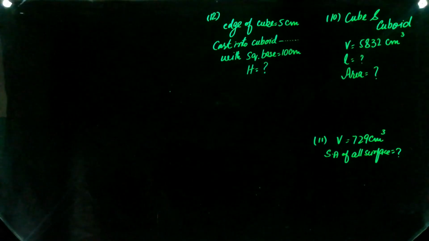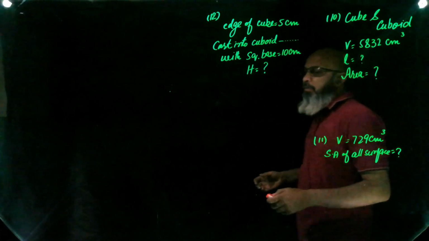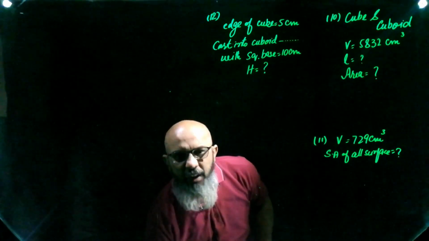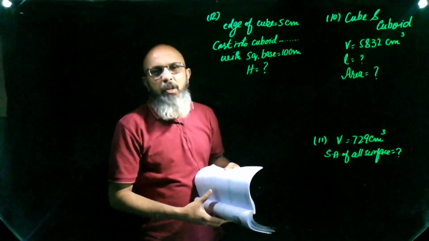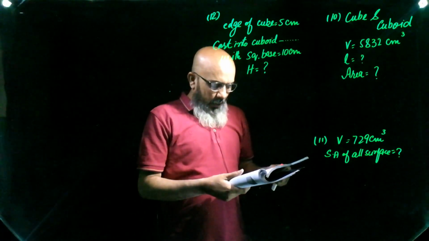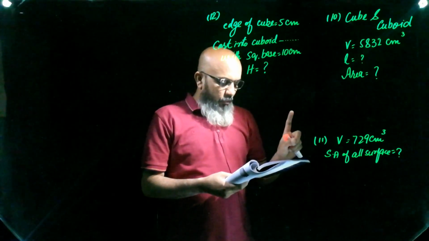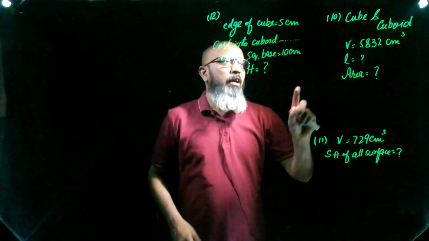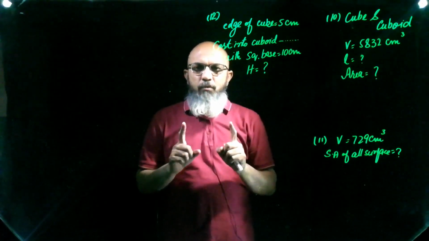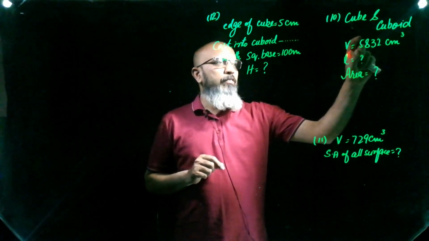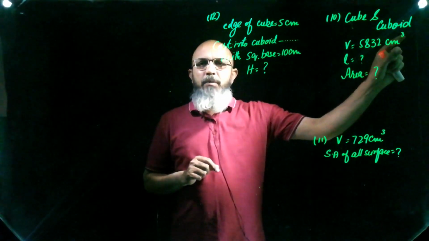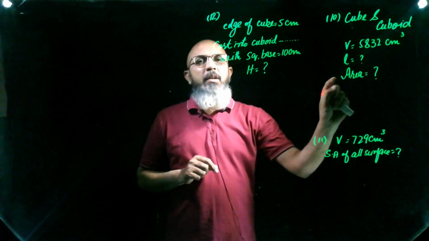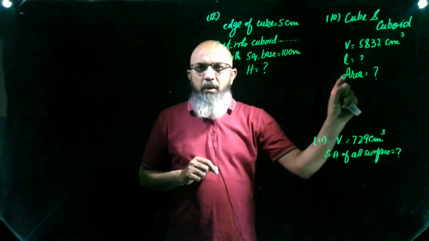So students, I write some questions from your workbook, from page number 10 and 11. First look at question number 10. We already did the previous questions in the previous lecture. So what is that question? A cube and cuboid have the same volume. The volume of the cuboid is 5832 centimeter cube. What does it mean? That the cube and cuboid have the same volume, right? And that is given, volume is equal to 5832 centimeter cube, and we have to find the length of the edge and the area of the base of a cuboid.